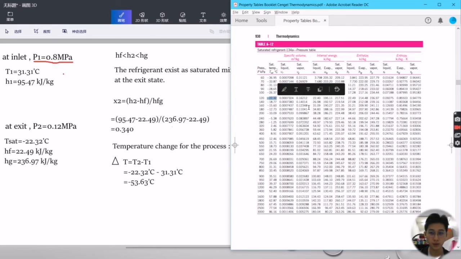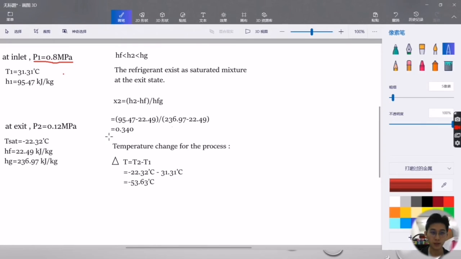At state 2, P2 is equal to 120 kilopascal. So we can get the temperature and the enthalpy for the saturated liquid and saturated vapor, which are 22.49 and 236.97. From this data, we can see that hf is smaller than h2, which is equal to h1, and hg is the largest. So the refrigerant exists as a saturated mixture at state 2. After the throttling process, the refrigerant is a saturated mixture.